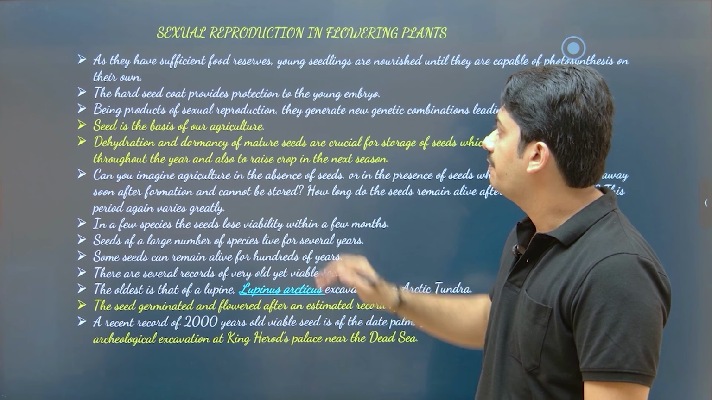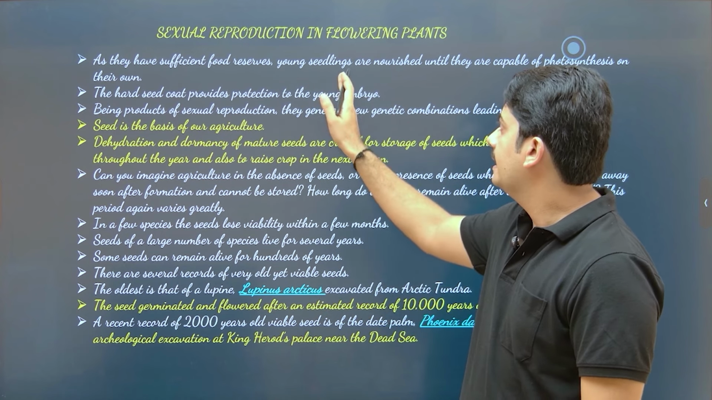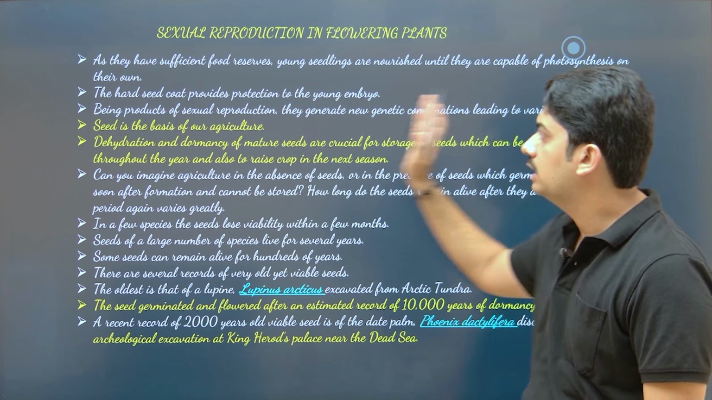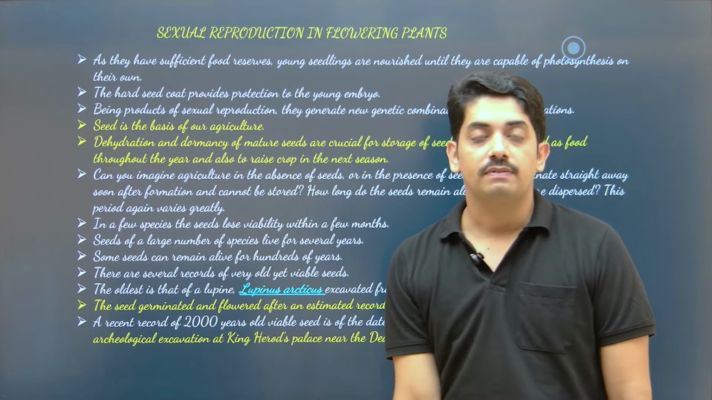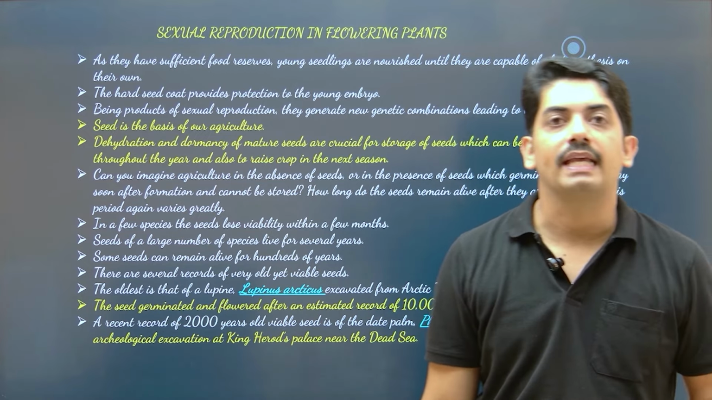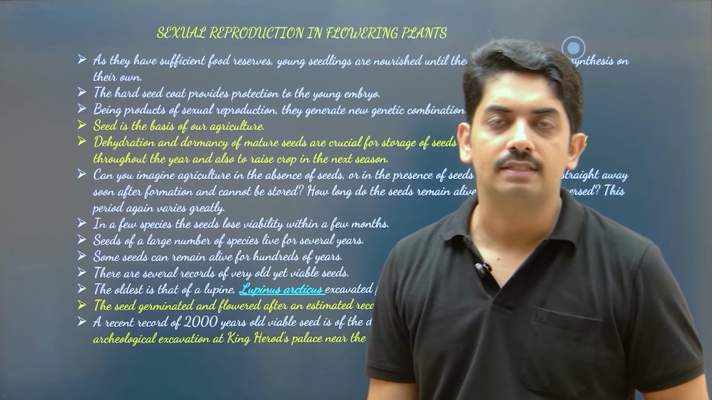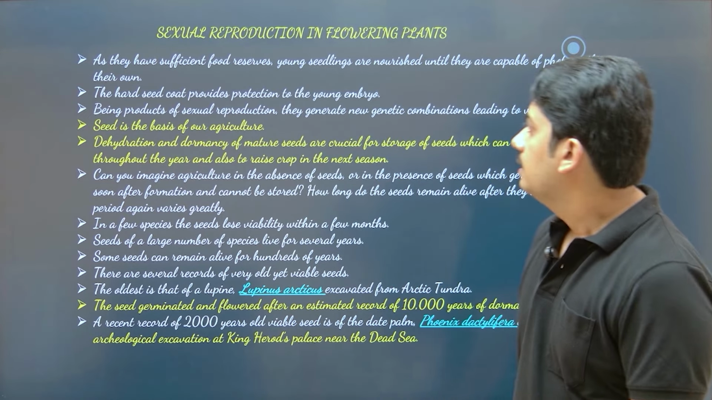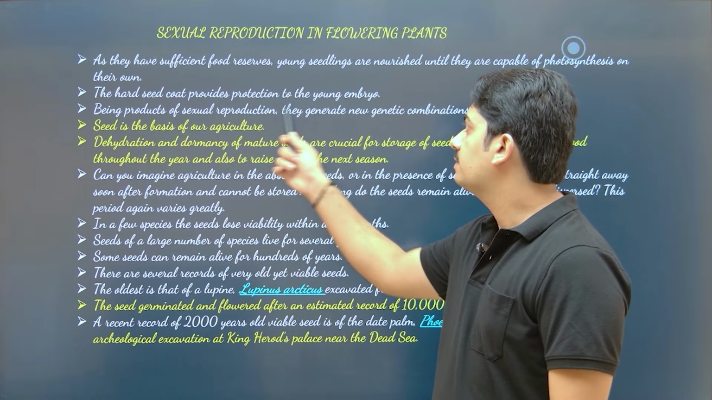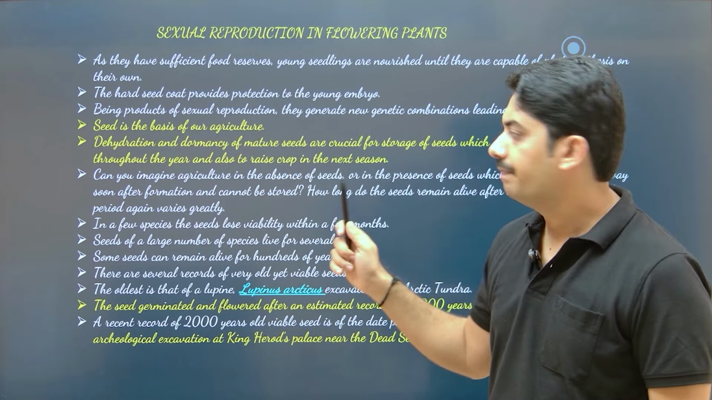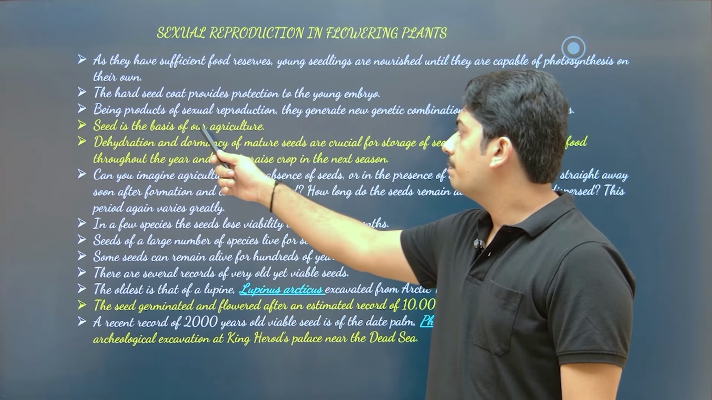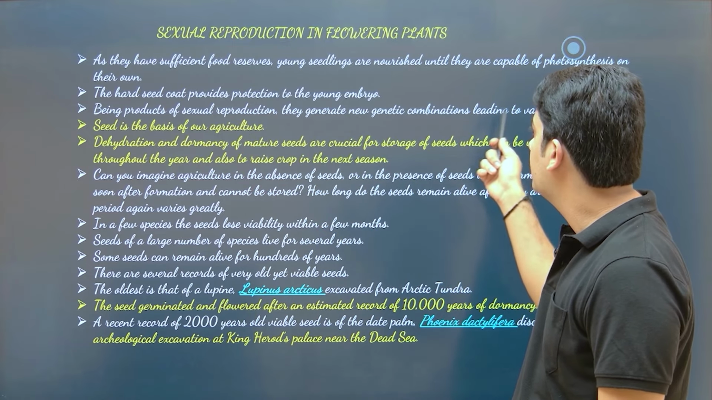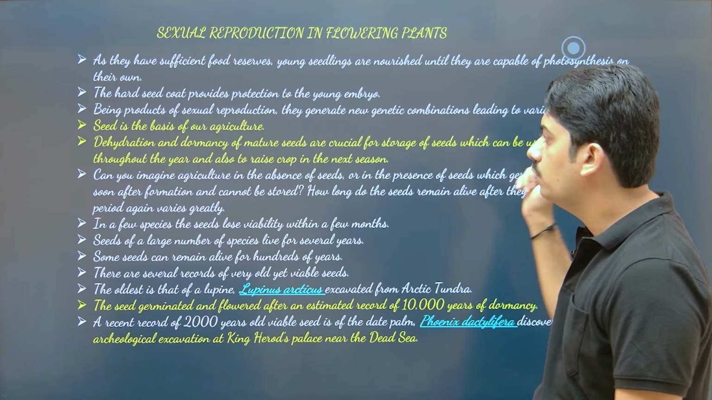As they have sufficient food reserve, young seedlings are nourished until they are capable of photosynthesis on their own. That's why earlier in this topic I explained the role of cotyledons. They act as embryonic leaf. Okay, the hard seed coat provides protection to the young embryo. Being products of sexual reproduction, they generate new genetic combinations leading to variation.